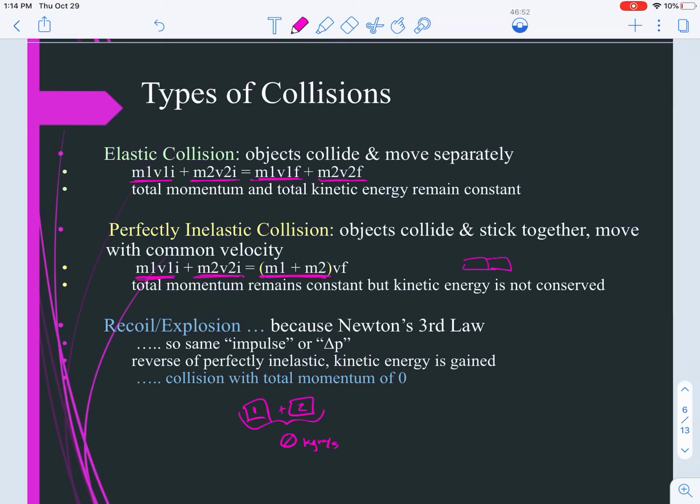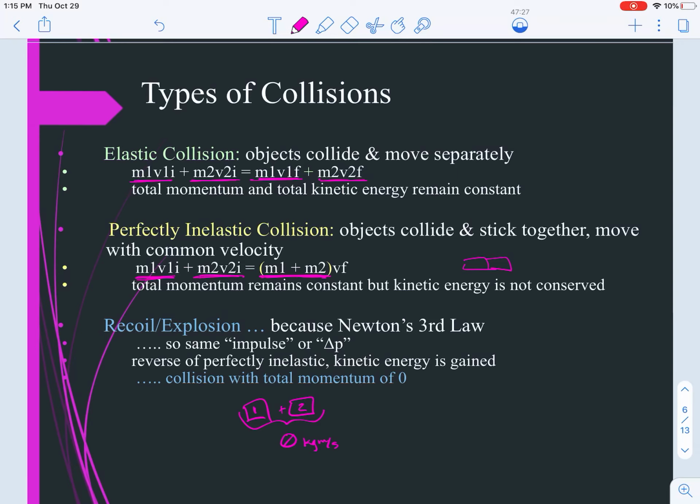Now, you may be asking yourself, how is this even possible? Well, let's just stop and think about this. If I have a momentum, one in the positive direction and one in the negative direction, and I add those two things up, if those two objects have equal values for their momentum, then a positive 10 and a negative 10, you add them together, you get 0.